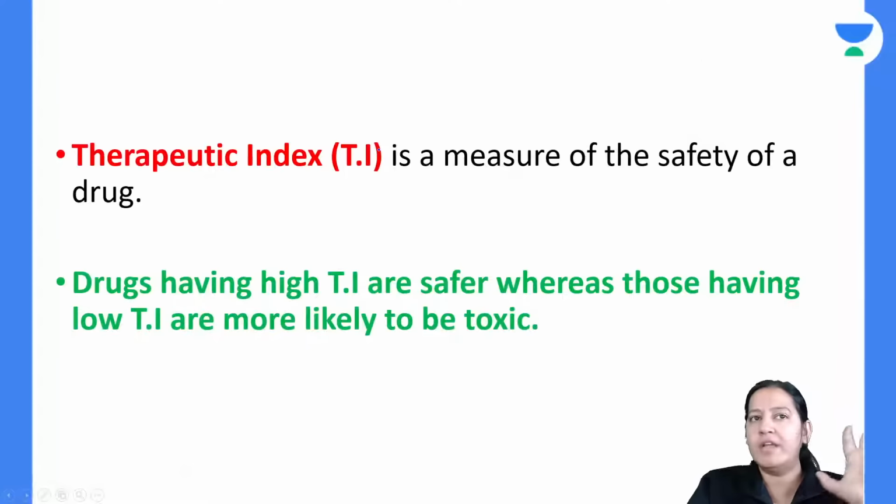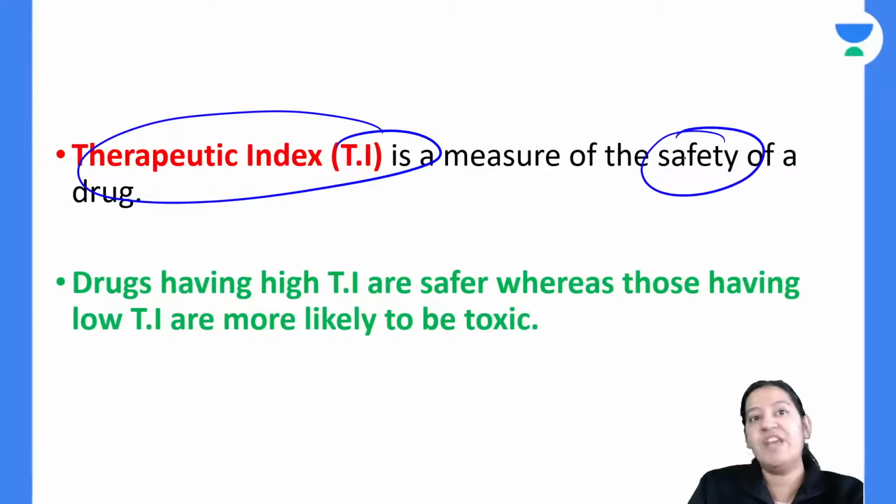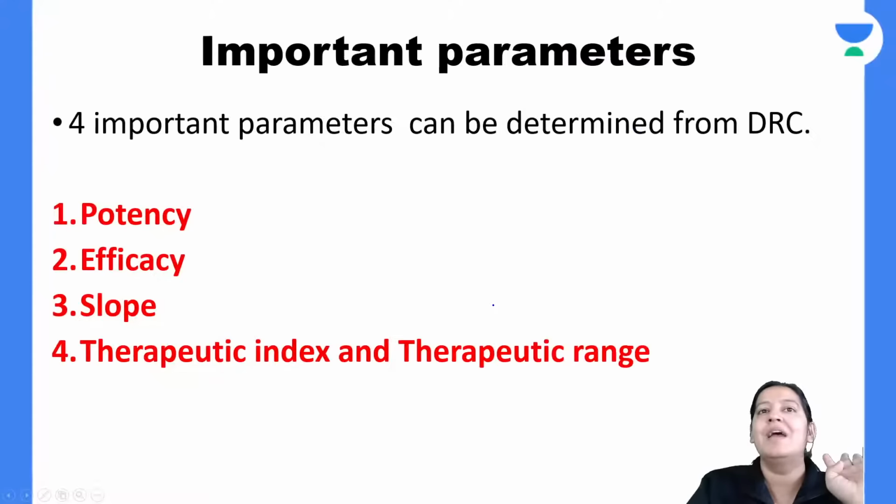So this is the graph. You got it? That is the therapeutic index. It is the measure of safety of a drug. Drugs having a high therapeutic index are safe, and drugs having a low therapeutic index are toxic. They are dangerous. This is the summary. Give me a thumbs up.